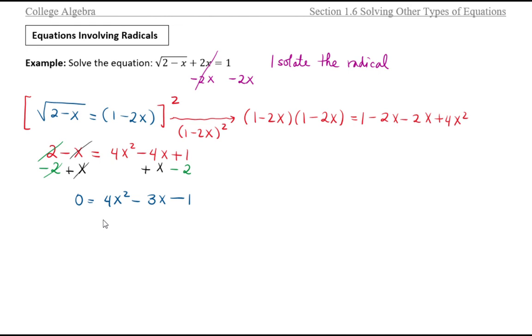Now remember, when we do the factoring, you can get negative 3 by using 4 and negative 1. For the factors of 4x squared, if you write 4x and x, and for the other one, negative 1 and 1, you can take 4x multiplied by negative 1, that will make negative 4x, and then x times 1 is x. So if you combine, you get negative 3x. So you can factor this this way. It's going to be 4x plus 1, and then x minus 1.